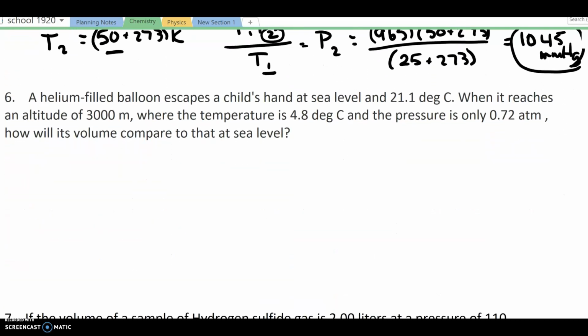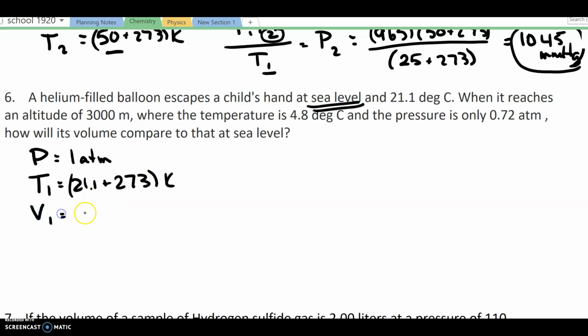I love problem 6, and you probably didn't because you weren't sure what to do. We have a given pressure of 1 atmosphere because it says at sea level. I wanted you from the reading to discover something that it talked about, what pressure is like in different places. You were also told that the first temperature was 21.1 degrees Celsius, so I need to add 273 to make it in Kelvin.